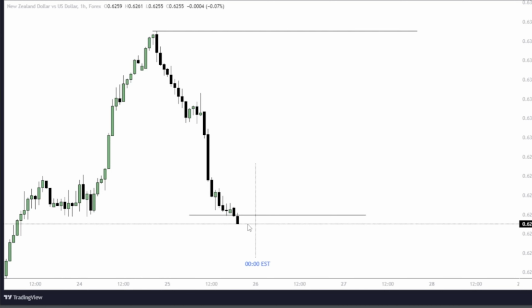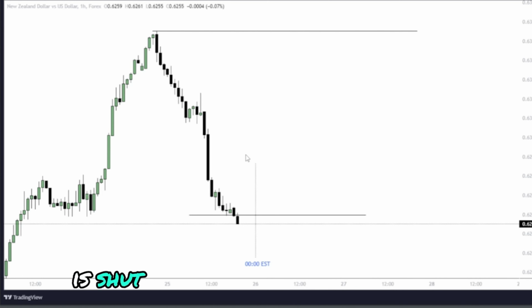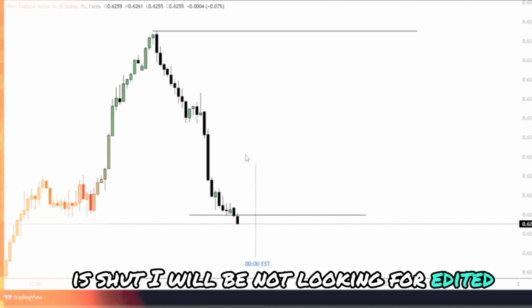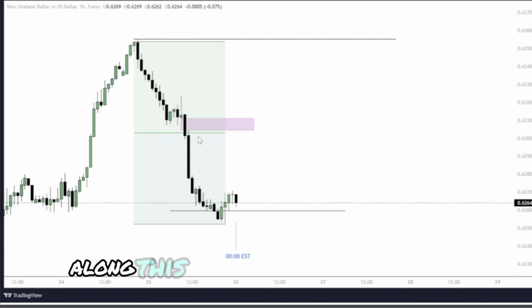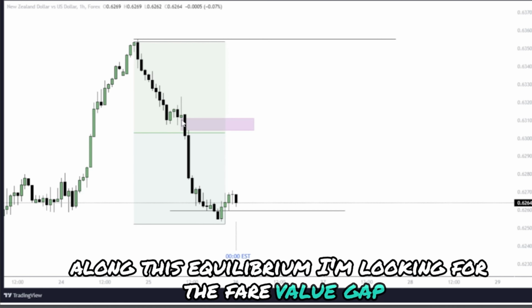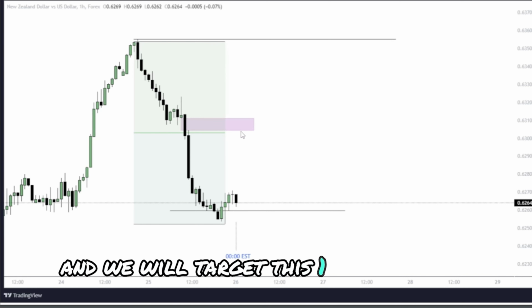Price took out the previous day low, but I am not looking for any trade until 12 am Eastern. If price gives a sharp move to the downside or upside before 12 am Eastern, I will not be looking for any trade. After 12 am Eastern, I draw a dealing range in the 1 hour chart. Around this equilibrium, I am looking for the fair value gap and here we have one. We will look for the long entry here and we will target this 1 hour fair value gap.